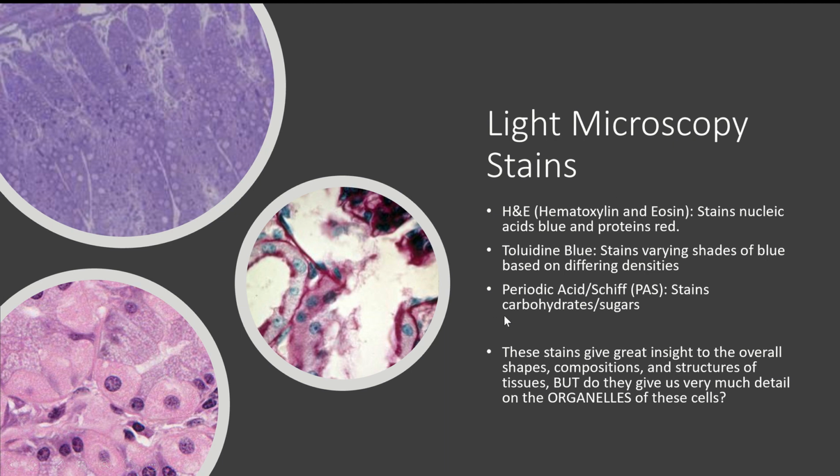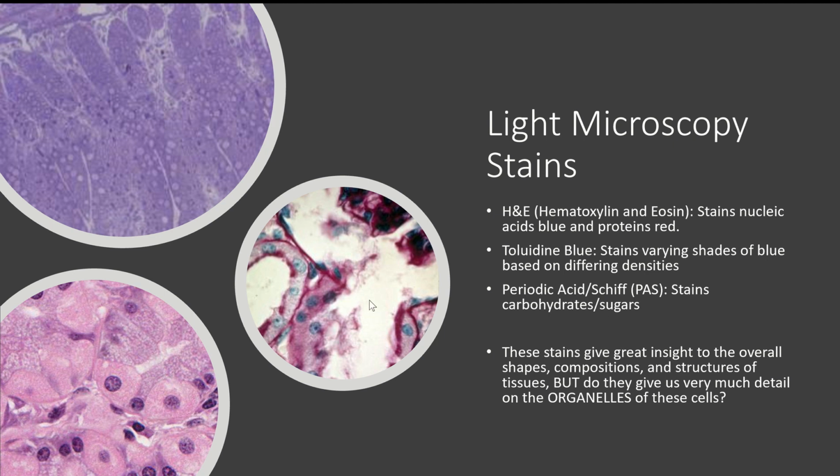And then the third one is going to be periodic acid Schiff. Schiff is the scientist or whatever that came up with this stain, so periodic acid Schiff. And so what this stain does is it stains carbohydrates or sugars, okay? So carbohydrates, it's the same thing as sugar, so anything that is very sugar rich in this tissue is going to stain this very dark, bright magenta-y color, okay?